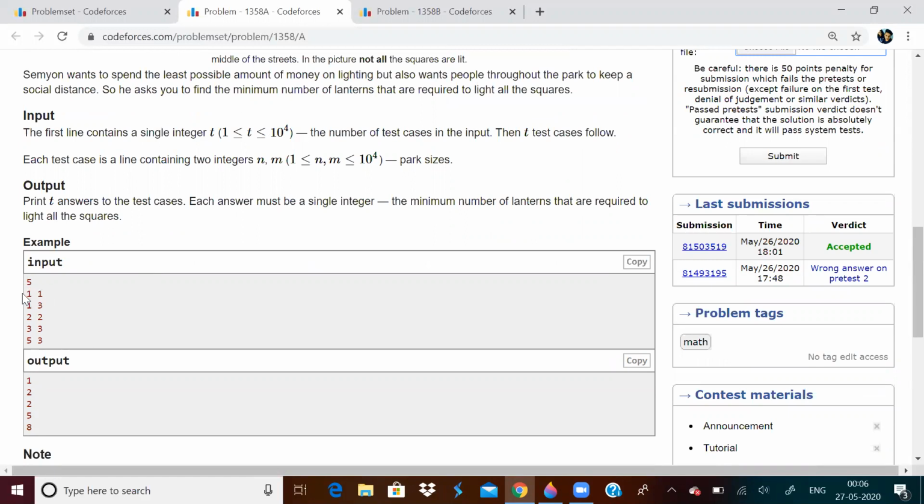See, if input, that is n and m, is 1 1, we get 1. If it is 1 3, we get 2. If it is 2 2, we get 2. Are you able to find something out of this? Can we say that the answer is n into m by 2 if n into m mod 2 is equal to 0? And the answer is n into m by 2 plus 1 if n into m mod 2 is equal to 1.